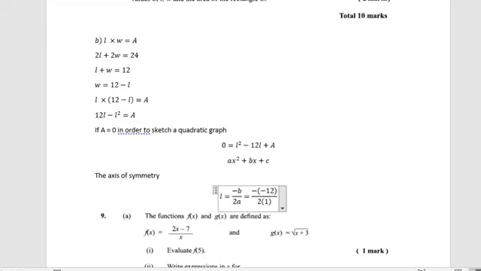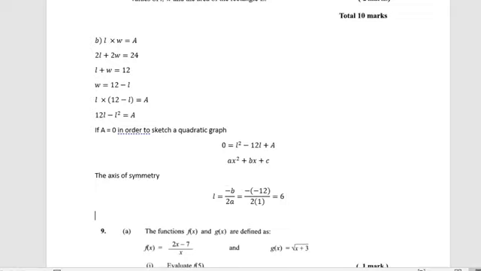So this will be equal to 6. And this is the maximum point. So the maximum point occurs when L is equal to 6. So that's on the x-axis, the length. So the maximum point, that turning point on the parabola, occurs when x is equal to 6.